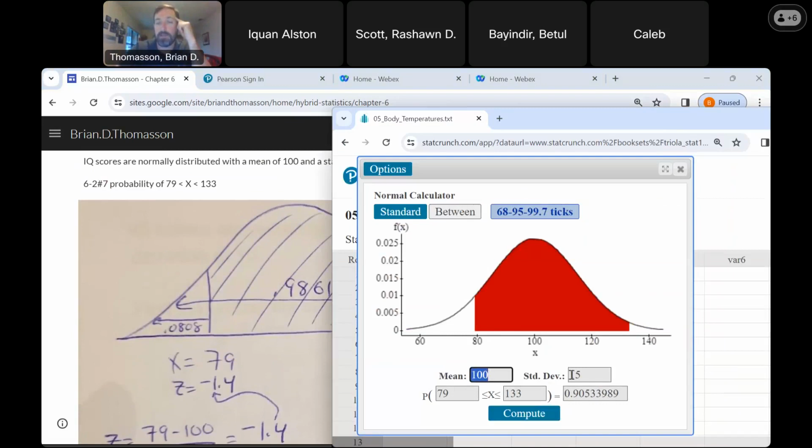I still enter that mean of 100, standard deviation of 15. And then I enter our two given values, the 79 and 133, which give us those two cutoffs. So 79 is this lower cutoff, 133 is the upper cutoff, and we're trying to find that area between these two. And that's 90.53%. Does that help? Yeah, that's good. I appreciate it. Okay, no worries.